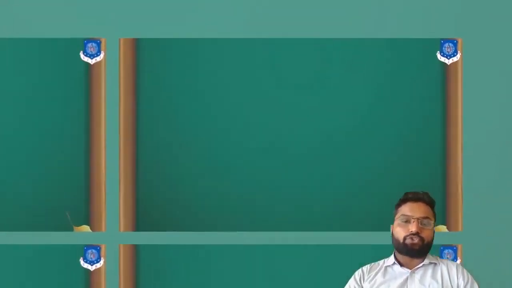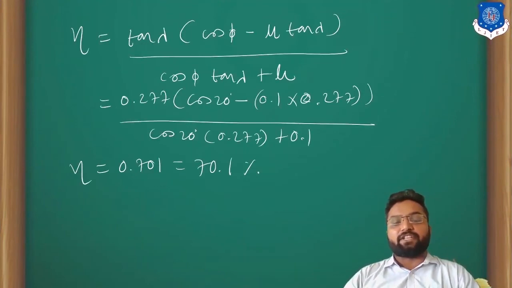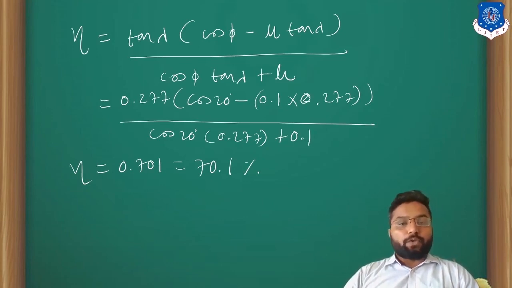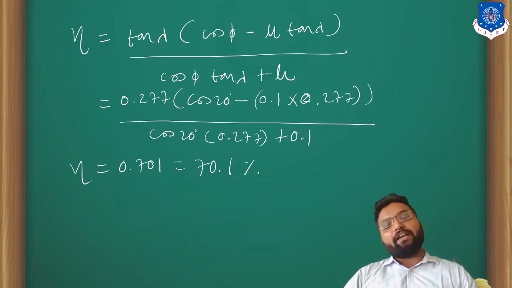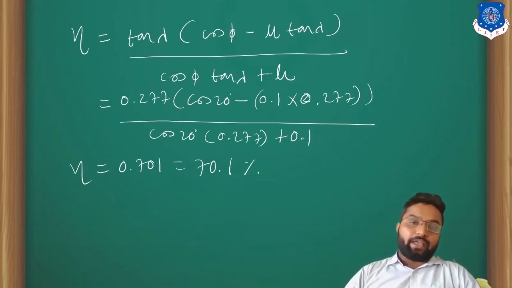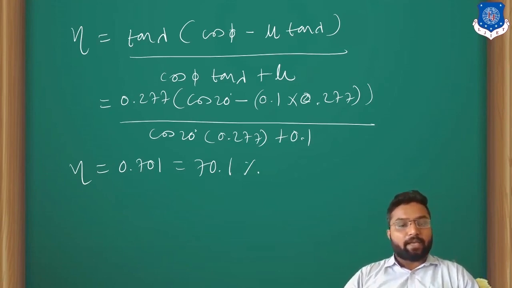The third portion of our example deals with the efficiency. We have the equation for efficiency, which is tan lambda cos phi minus mu tan lambda, divided by cos phi tan lambda plus mu, for which we have each and every value, and ultimately we found it to be 70.1%. I hope you understand this example or case study very well. If you have any doubt regarding it, you can directly ask me or contact me. We are done with this example.